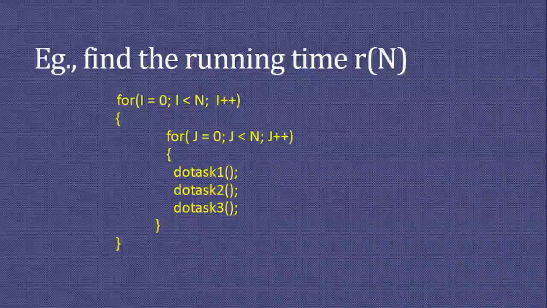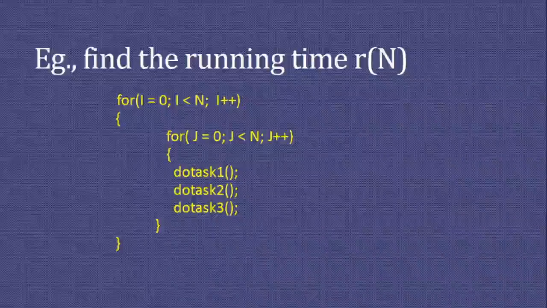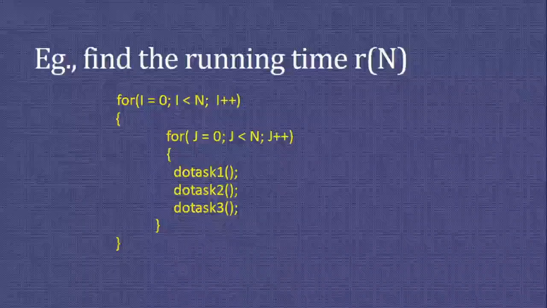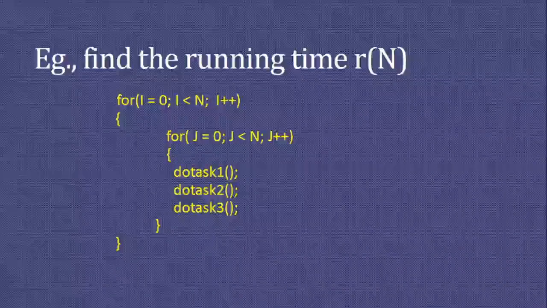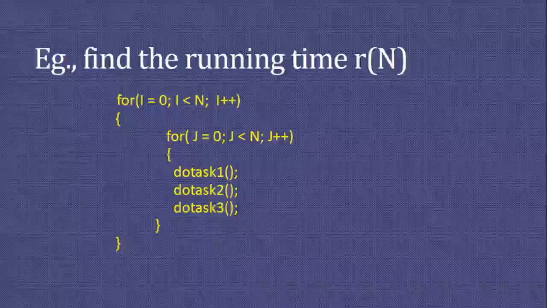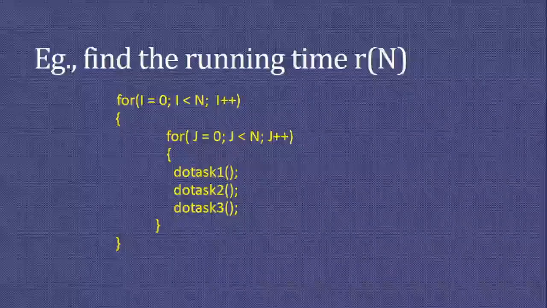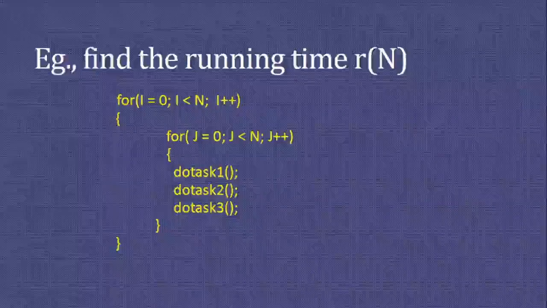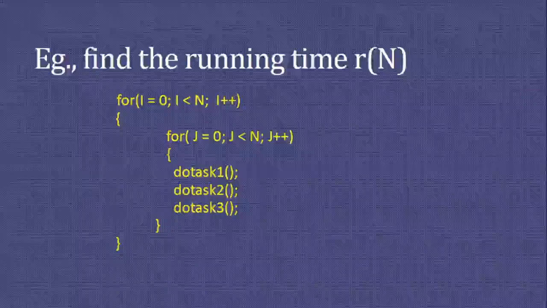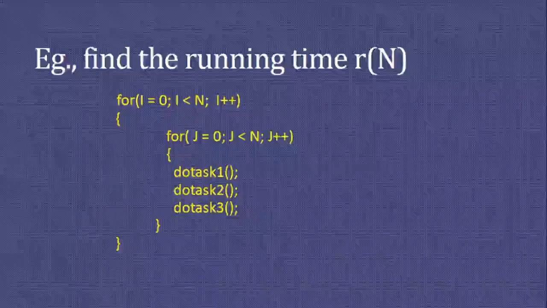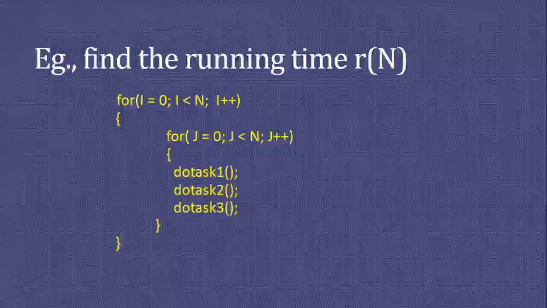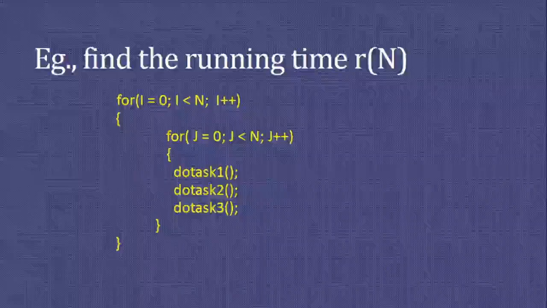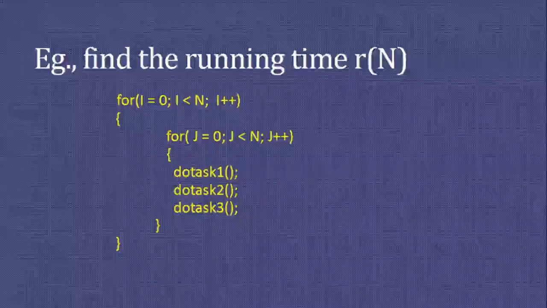So let us see another example on how to find the running time. Here we have a nested for loop. The outer for loop runs from i equal to 0 to n, and the j for loop runs from 0 to n, j plus plus, and this is also i equal to 0, i less than n, i plus plus. Again we have 3 tasks that are done in it: task 1, task 2 and task 3.